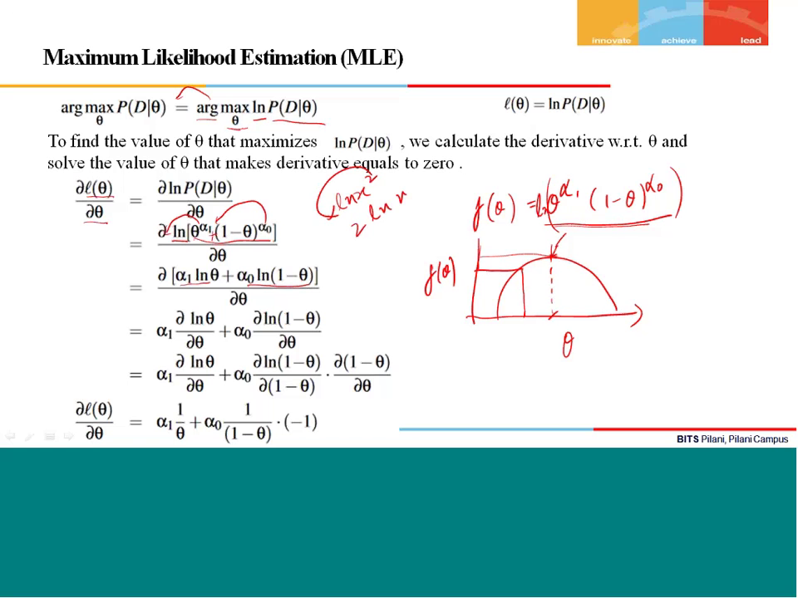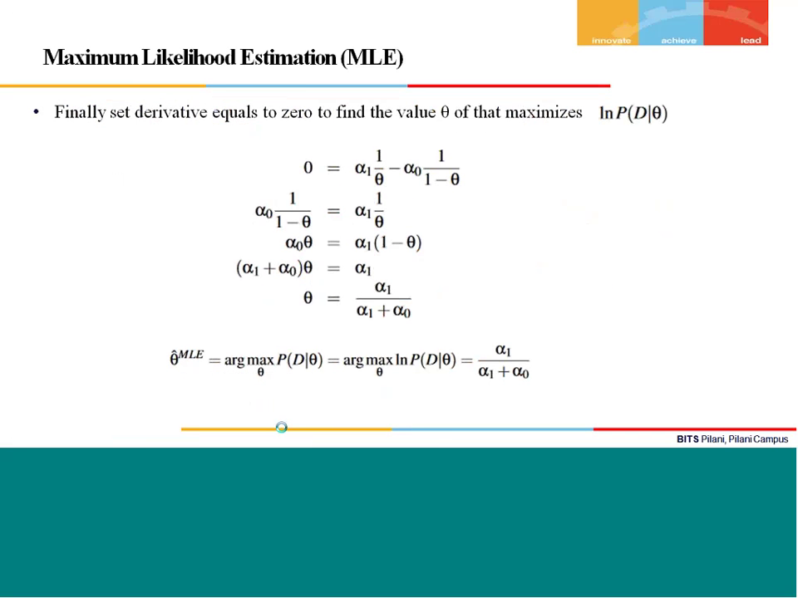Once I differentiate it, log theta means 1 upon theta. This alpha comes directly, and the log of (1 minus theta) will be 1 upon (1 minus theta), and when I differentiate 1 minus theta with respect to theta, I get minus 1. So now I will put this expression equal to 0. After evaluating it, I found that theta is equal to alpha 1 divided by alpha 1 plus alpha 0. So this is the maximum likelihood estimate.